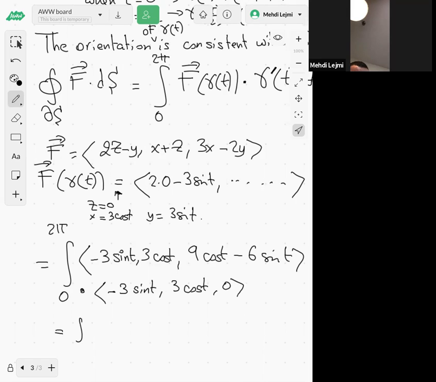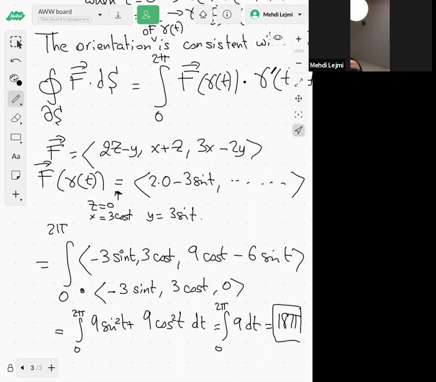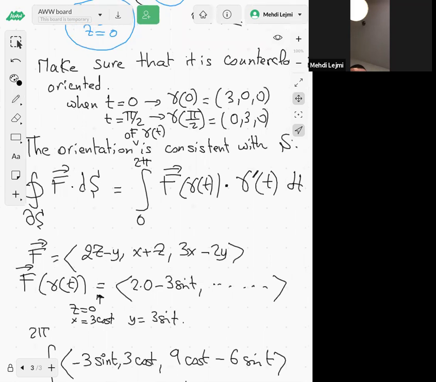All right, so the integral is from 0 to 2 pi, and actually you get 9 sine squared plus 9 cosine squared plus 0, dt, so that's 9 dt, and that's exactly 18 pi. Okay, so we get the same answer as in the surface integral.